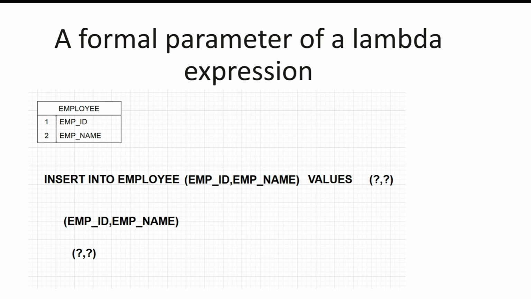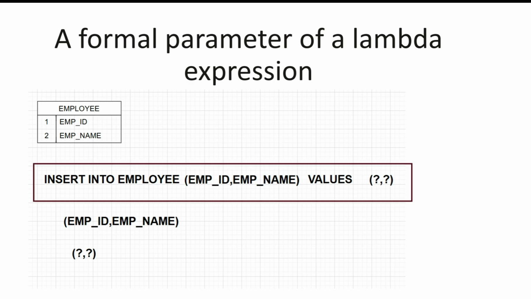In lambda expressions, we might have a situation where the formal parameter is declared, but it is not used. In those scenarios, we can replace those formal parameters with unnamed variables. To understand this, I'm going to take one example of an insert query which is generated dynamically. We have one table named employee, and in that table we have 2 columns, emp id and emp name.